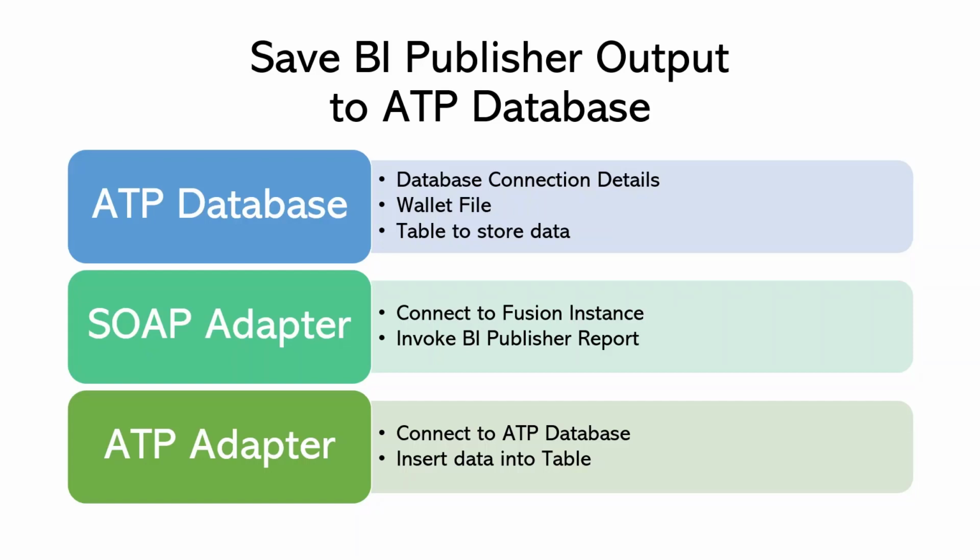All right. The second is a SOAP connection or SOAP adapter, which we're going to use to connect to a Fusion instance to invoke the BI Publisher report. You should also have an ATP adapter. Within OIC, we will create an ATP adapter, which will then be used to connect to the ATP database and insert the data into the table.